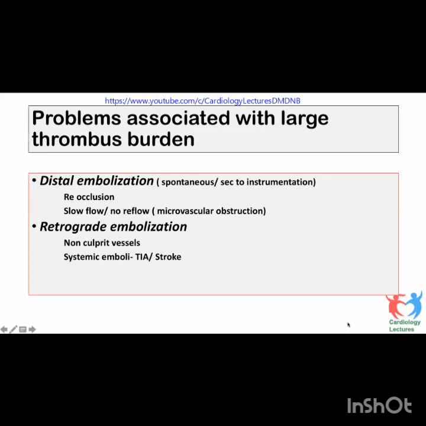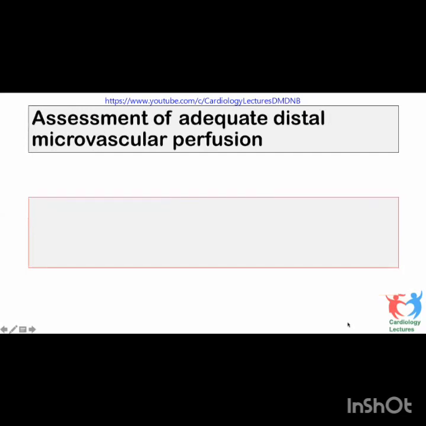Retrograde embolization could be to the non-culprit vessels. For example, when you deal with an anterior wall MI, a thrombus can migrate into the circumflex. And that can be very, very detrimental to the patient because it causes ischemia in yet another territory beyond the original myocardial infarction. And it can also embolize into the systemic circulation. It can cause transient ischemic attacks. It can even cause a full-blown stroke.